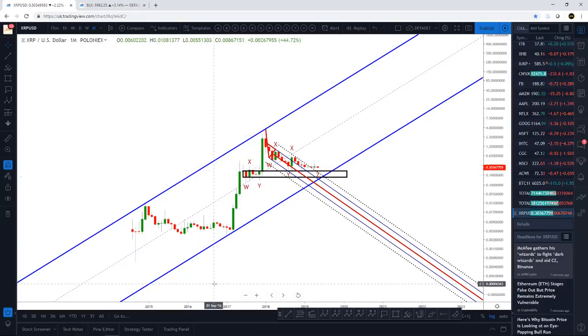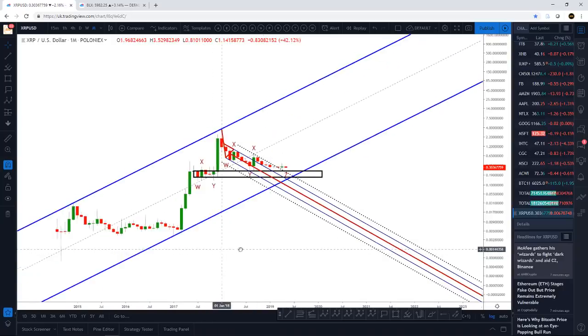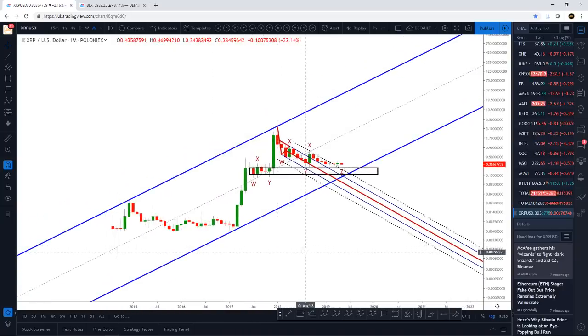Exciting times. There's good correlation with Bitcoin in terms of the eventual, what looks to me like a likely move up, which is going to happen at around the same time as with Bitcoin. So two very interesting charts I thought I'd share with you. And I hope you appreciate the analysis.